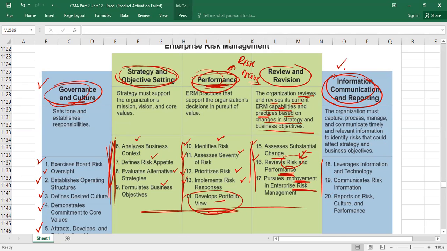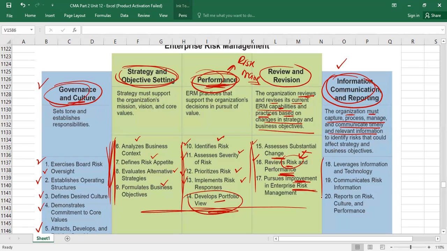Then we have information, communication, and reporting. So here, guys, what does information, communication, and reporting mean? They are saying the organization must capture, process, manage, and communicate timely and relevant information. For example, let's assume there is a risk in operation, or maybe a compliance risk, or an exchange rate risk, or a political risk. You have to capture the information on a timely basis, and then you need to report. You need to inform the relevant people on a timely basis, right? Because it will affect your strategy and business objectives also. If you delay, maybe you may face certain losses.